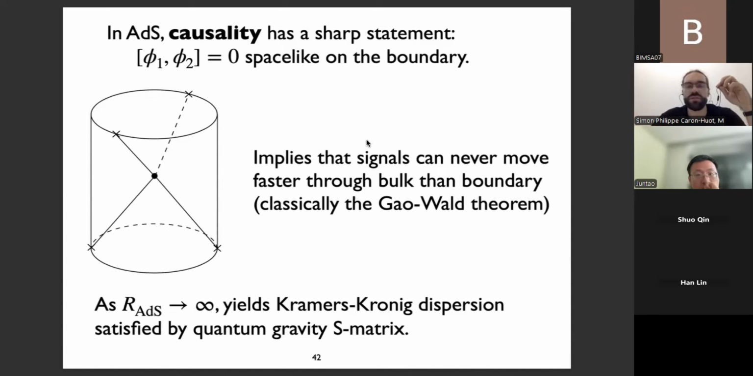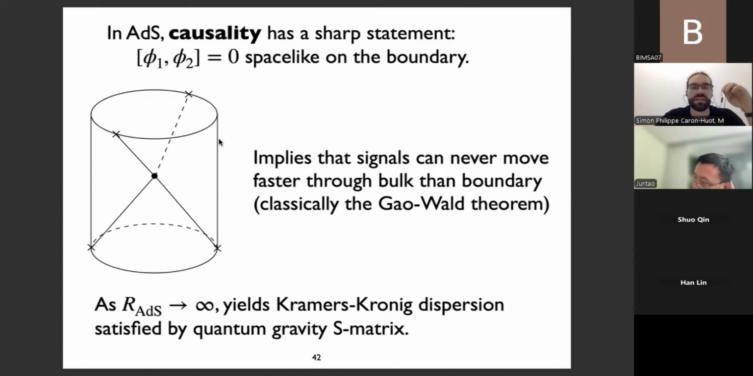And what we've seen through the Lorentz inversion formula and dispersion relations is that when you take the radius of AdS to infinity, this statement reduces to a dispersion relation that is satisfied by the quantum gravity S matrix. So it's been questioned whether the quantum gravity S matrix in the flat space limit, so the AdS radius goes to infinity, should exactly satisfy this relation, or maybe you could have time advances that are like Planck time, things like this.